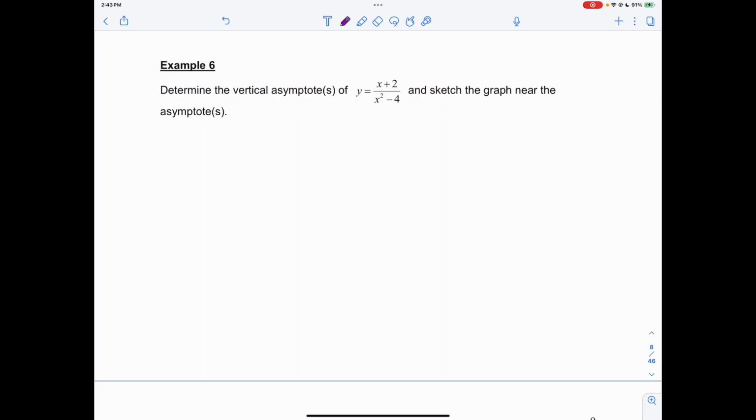For example 6, it says determine the vertical asymptotes of y is equal to x plus 2 over x squared minus 4 and sketch the graph near the asymptotes. So if y is equal to x plus 2 over x squared minus 4, then just like in the last case, the first thing we're going to do is factor the denominator, and we're going to say that y is equal to x plus 2 over x plus 2, x minus 2.